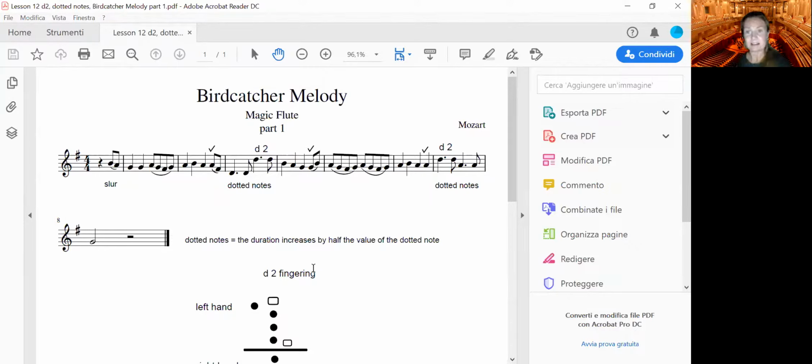Okay, this is to be continued, of course, when tomorrow we're going to learn an even quicker note, the 16th. So tomorrow is going to be the day of the 16th, very, very fast notes, and then we can continue with this until our last day, which is the day after tomorrow, where we can play the whole melody of the Birdcatcher song from the Magic Flute.